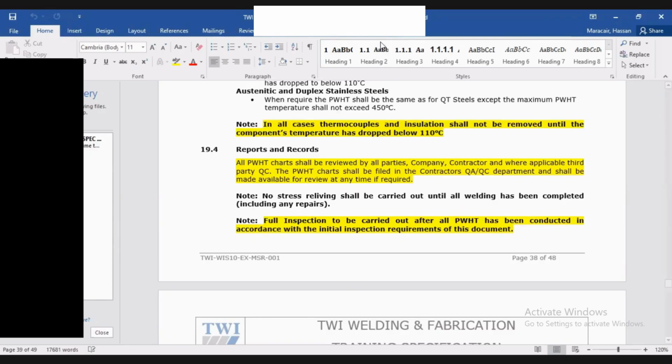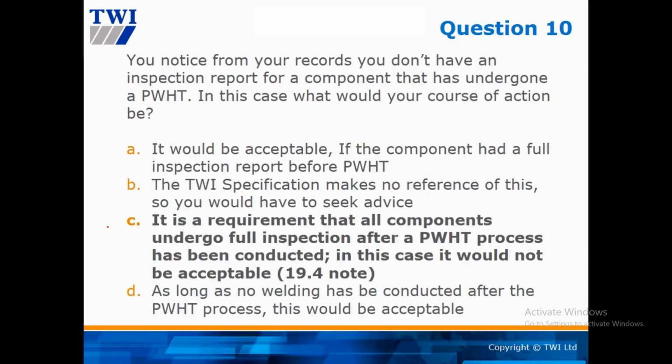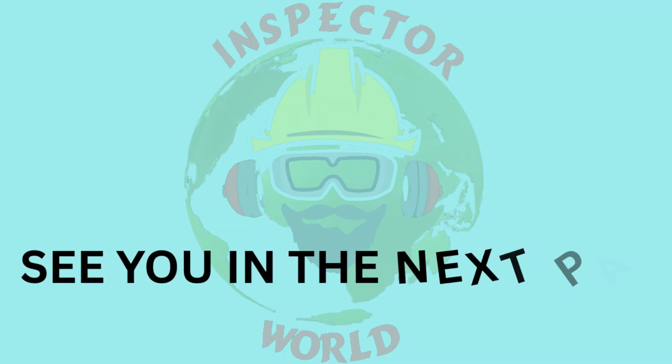All right, that will give us the answer of Charlie. It is requirement that all components undergo full inspection after post-weld process has been conducted. In this case, it will not be acceptable, because here it said you don't have inspection report. Maybe inspection report gone missing. Yeah.